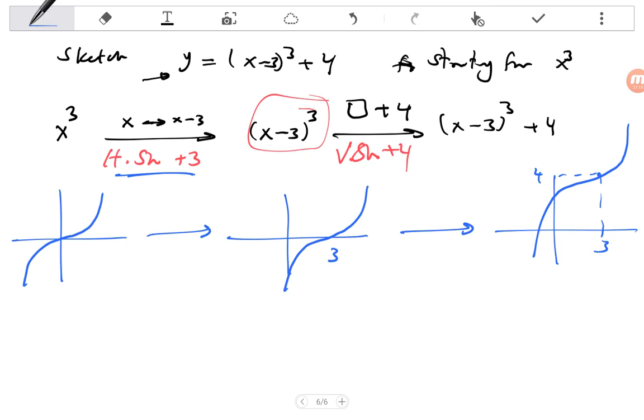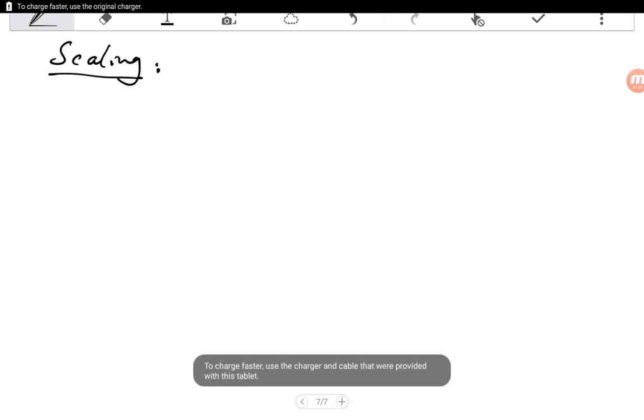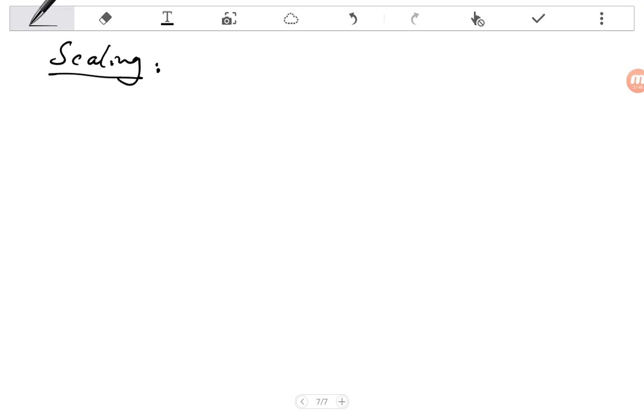Okay? So that's the function. So I may have various combinations between the transformations that I've learned. We have learned two shifts, a horizontal shift and a vertical shift. Now we learn the scaling transformation. Also for scaling we have two types of scaling, horizontal scaling and vertical scaling.